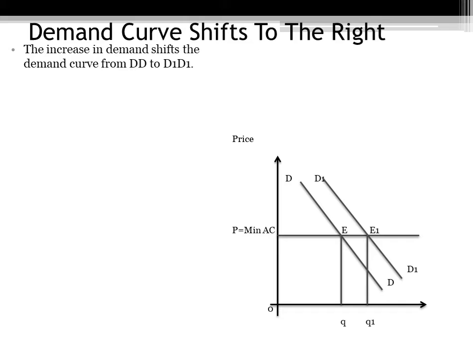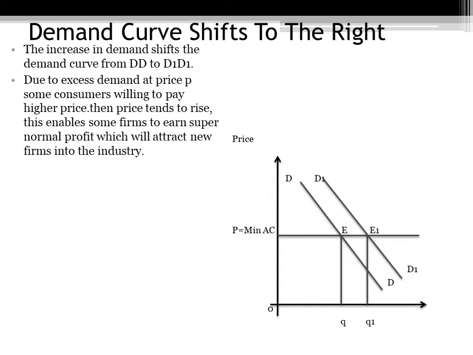The increase in demand shifted the demand curve from DD to D1. When demand increases, the new demand curve is called D1. Due to this, it causes excess demand. At price P, some consumers are willing to pay higher price, and this leads to rise in price. And some firms earn supernormal profit, which will attract new firms into the industry.